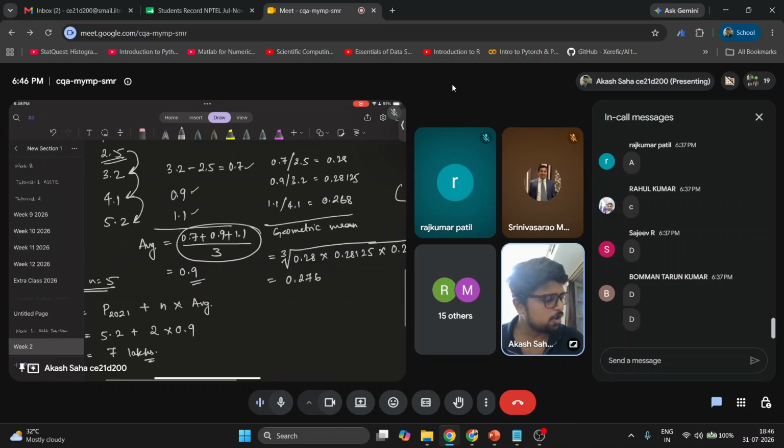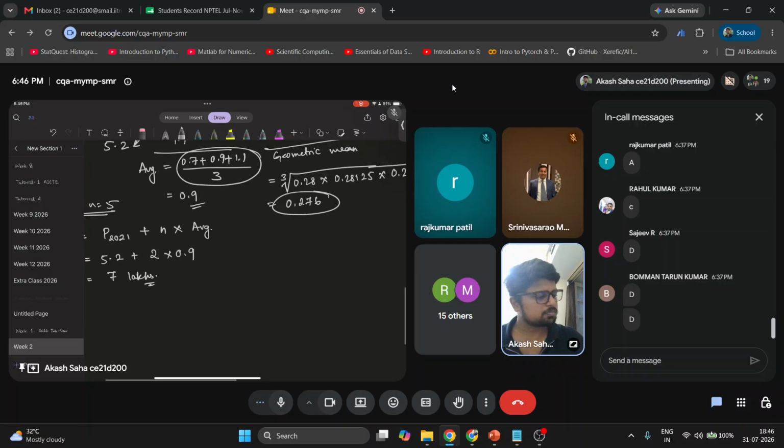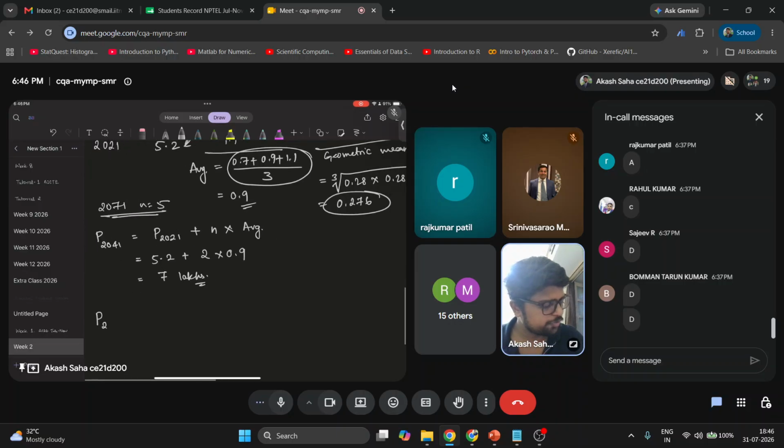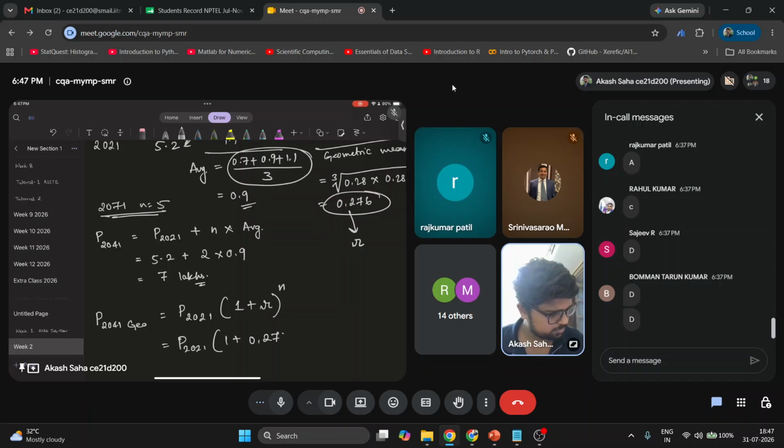Now once we got the geometric mean, what will we do? For 2041 by the geometric increase method, the answer will be the population at the last known decade into (1 plus the geometric mean), we call it R, so R to the power of the number of decades we have to find out. So here it is n, or 2. So the answer will be 8.47 lakhs.